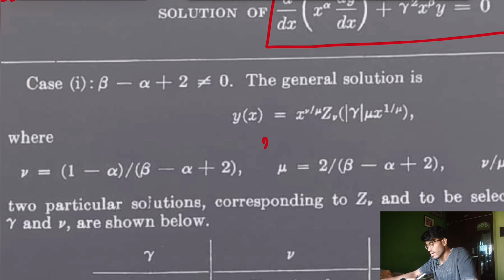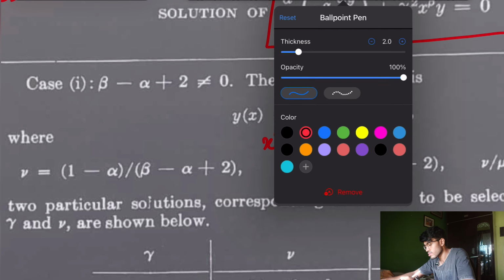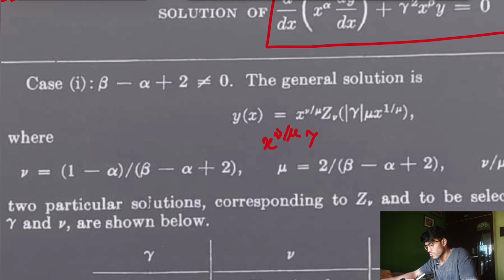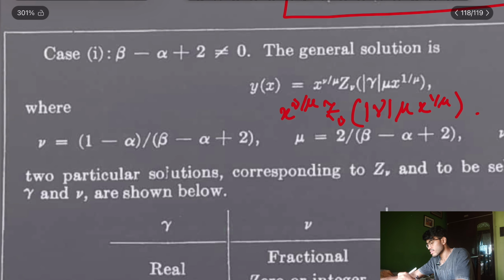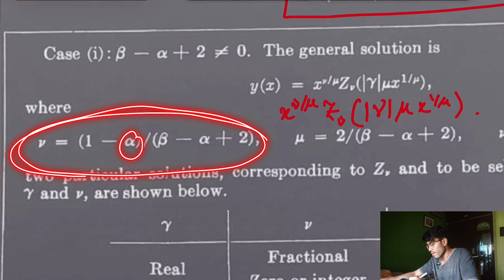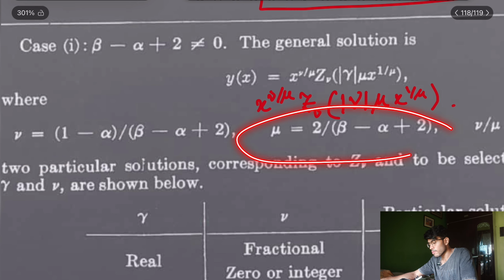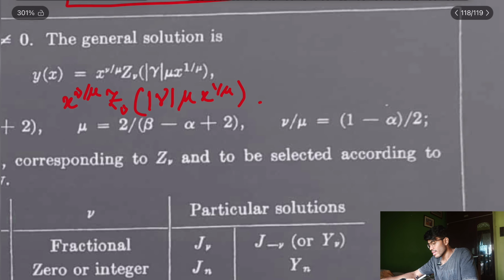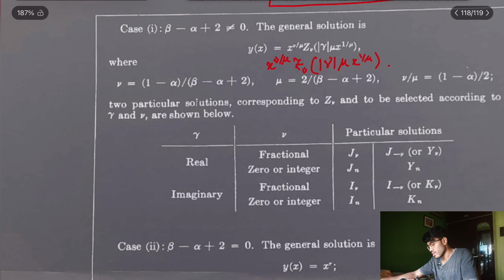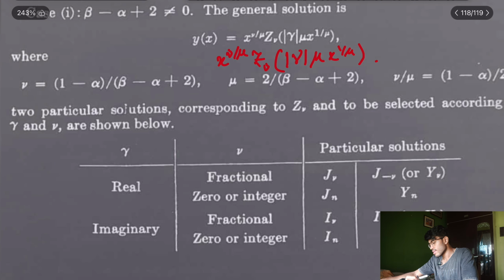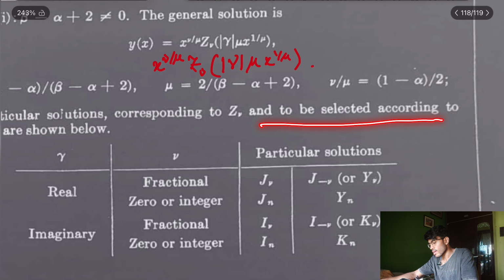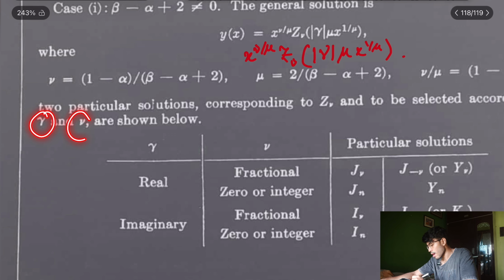So let us write it: x to the power nu by mu, Z subscript nu, mod of gamma mu x to the power 1 by mu. So now what is this nu and mu? See, it is given, nu in terms of alpha, beta, and mu in terms of alpha, beta, and so nu by mu is that. Now this Z, two particular solutions corresponding to Z nu, are to be selected according to this gamma and nu.